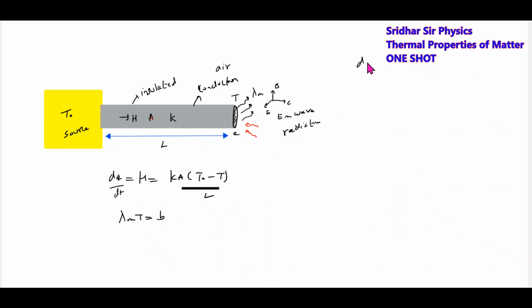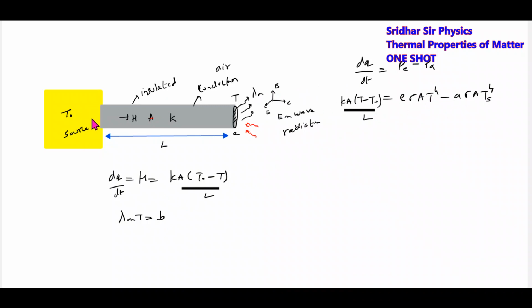This dQ by dt again should be equal to power emitted by Stefan's law minus net power absorbed. This will be E sigma A T to the power of 4 minus A sigma A Ts to the power of 4. This dQ by dt you can write as KA (T minus T0) by L. We can find out the unknown things. I'll give lambda m, so from that we'll get the temperature. Solving this we'll get the temperature of the source.